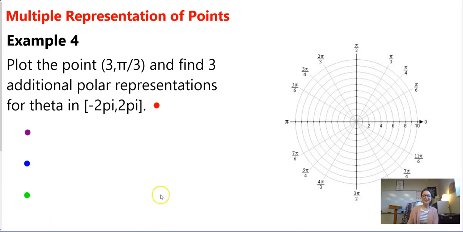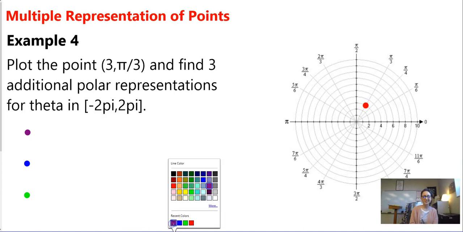All right, so example 4 says plot the point 3 comma pi over 3 and find 3 additional polar representations for theta in this interval, -2 pi to 2 pi. Okay, so let's start by plotting that point first. I'm going to go to pi over 3 on the third circle, so I should land about there.